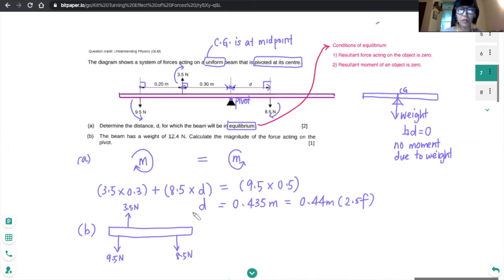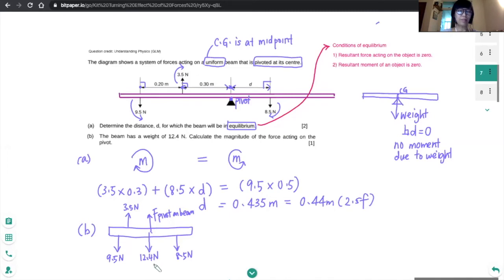Some of the forces are actually acting but not drawn on the diagram, but we have to know them. The beam actually has a weight of 12.4 Newton, and there is also a force exerted by the pivot on the beam. Imagine the beam is resting on the pivot, so the pivot is going to be pressing on the beam. So we're going to have this force exerted by the pivot on the beam.